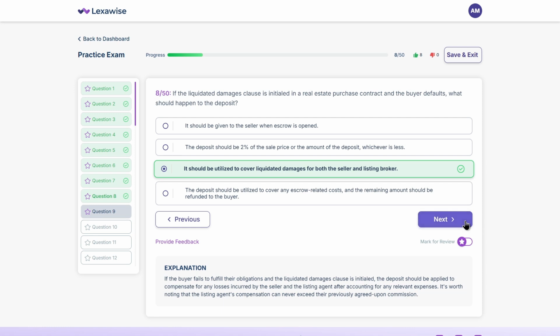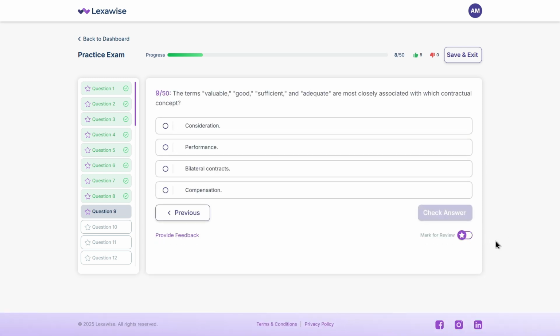Here's a quick one on contract terms. The terms valuable, good, sufficient, and adequate are most closely associated with which contractual concept? A. Consideration. B. Performance. C. Bilateral contracts. D. Compensation. Pause to decide.